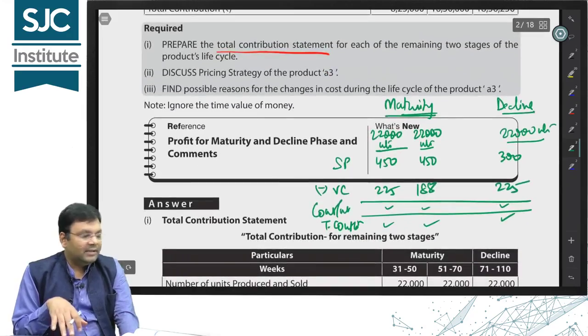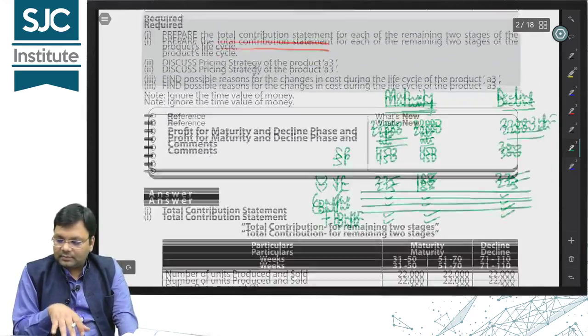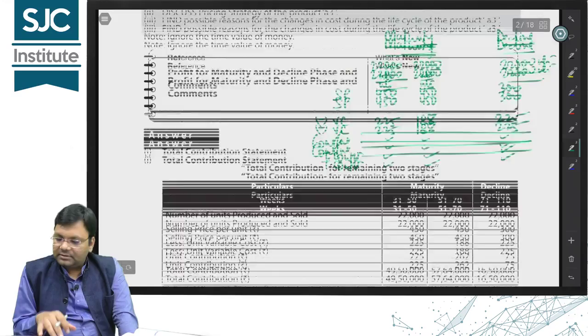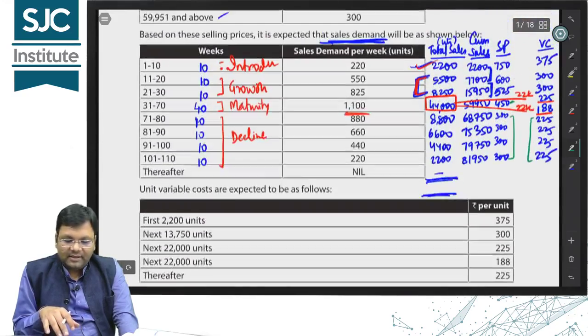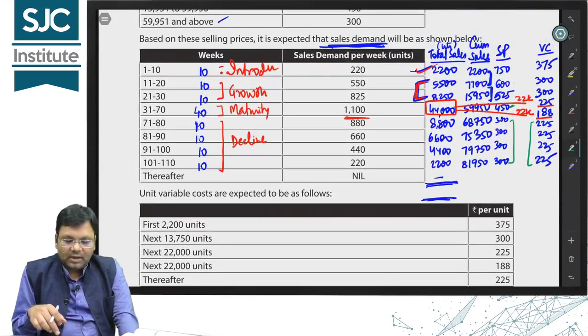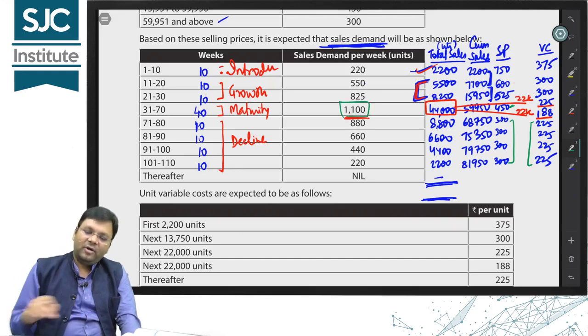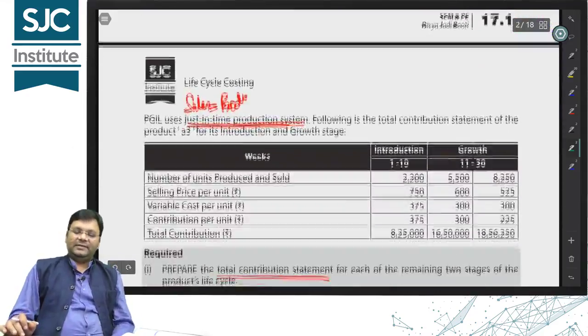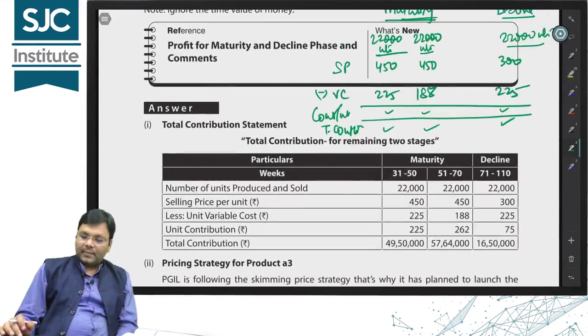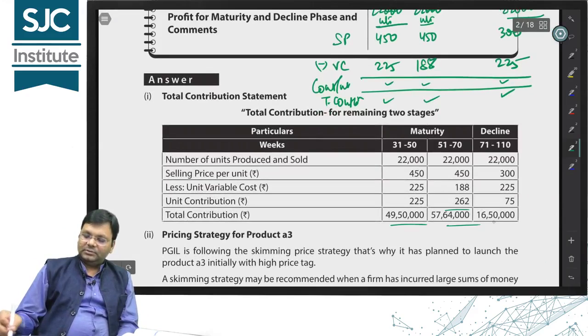81 to 90 is decline, correct? So you can check the result, not 81 to 90, it's 71 to 110 is decline. 71 to 110 is decline. 31 to 70 is maturity. You were at your peak. So the moment you start coming down from your peak, it is the decline phase. So you can see the solution.